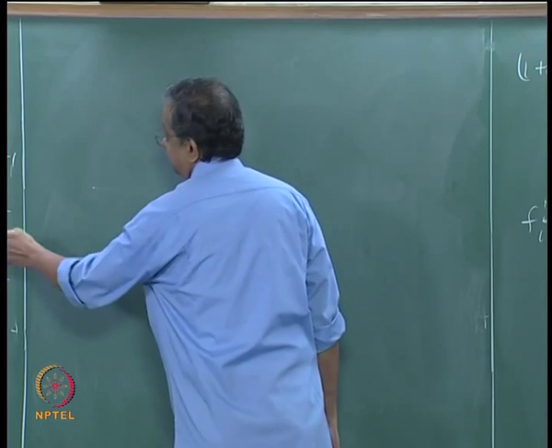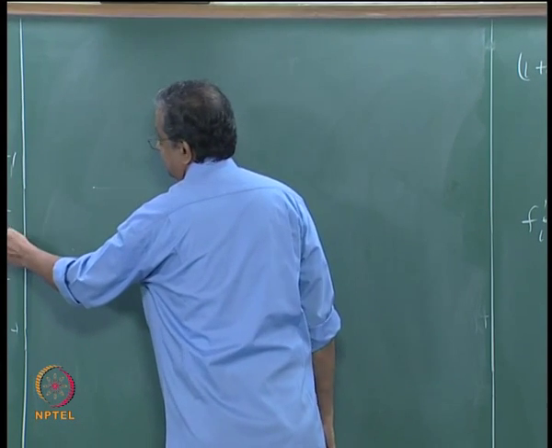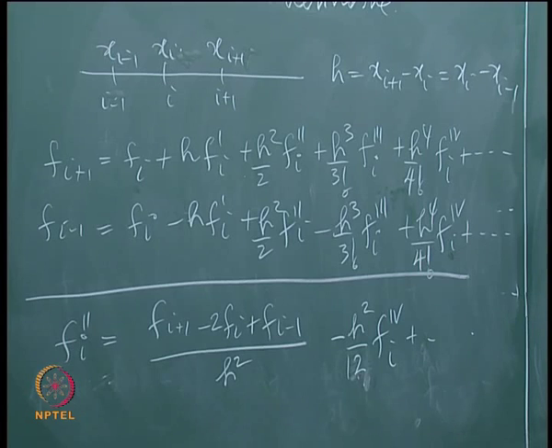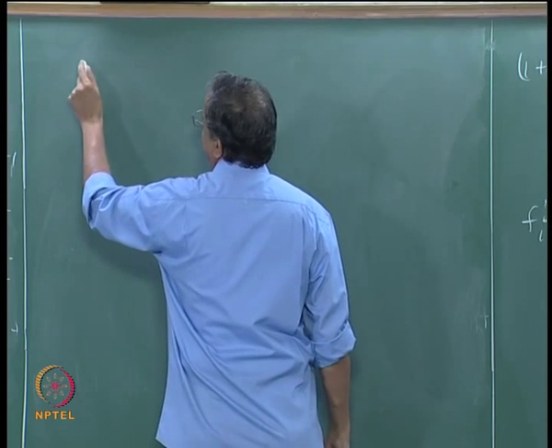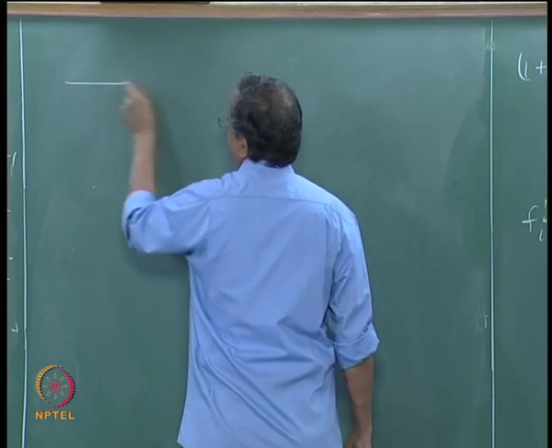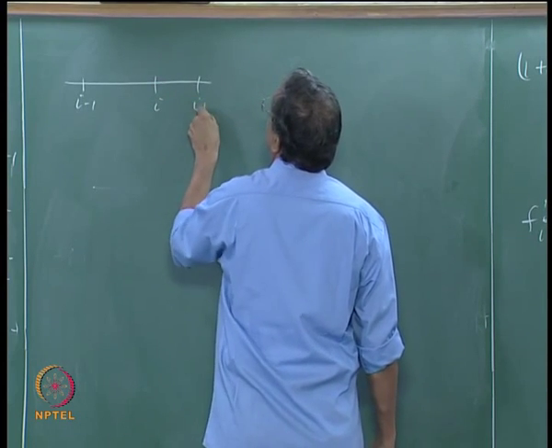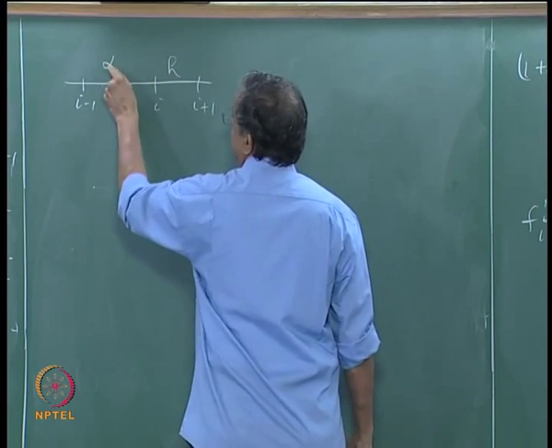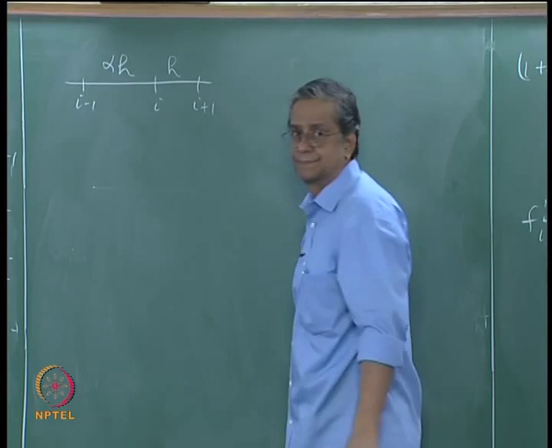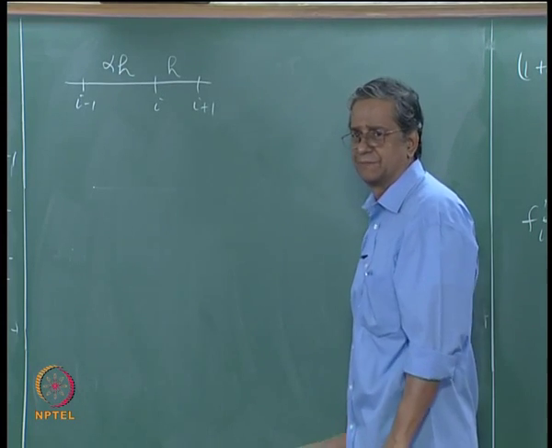So instead of h, we will just write it again. So we have i minus 1, i, i plus 1, this is h, this is alpha h. Just to keep it clean, we will just redo it quickly.